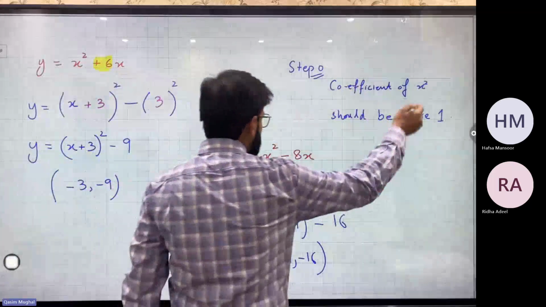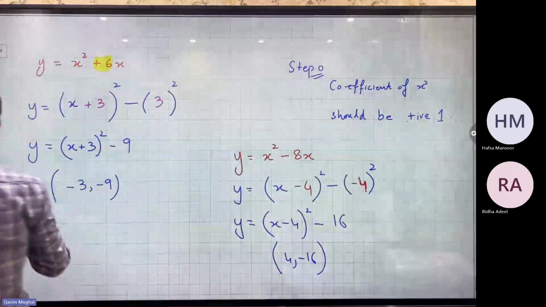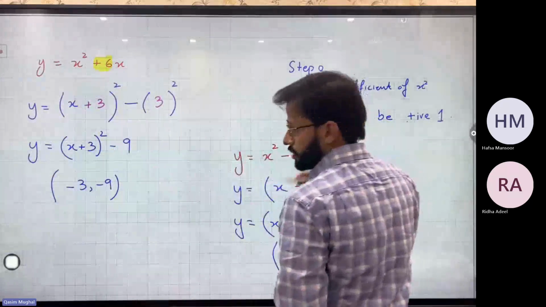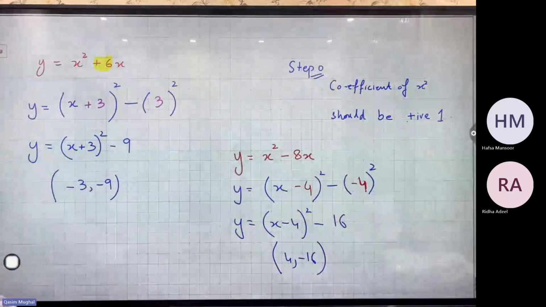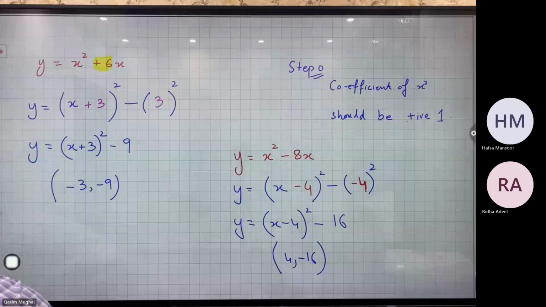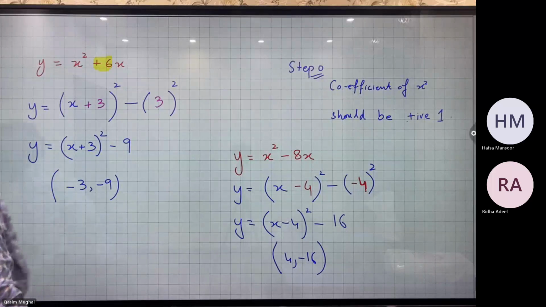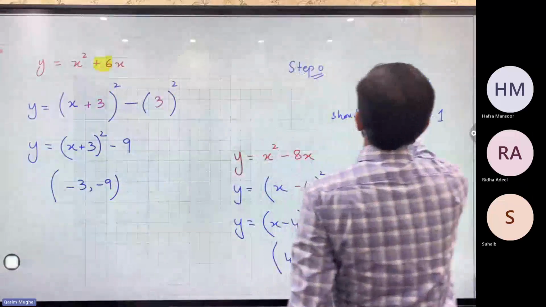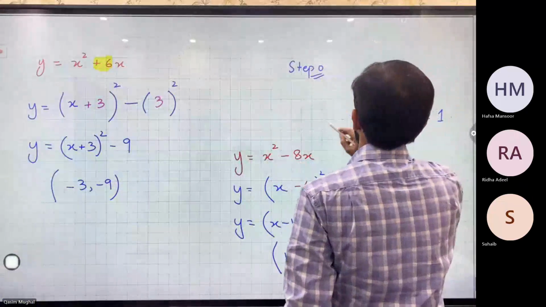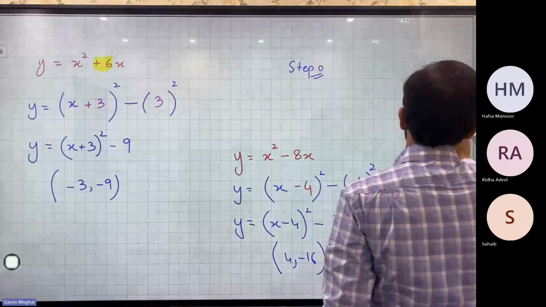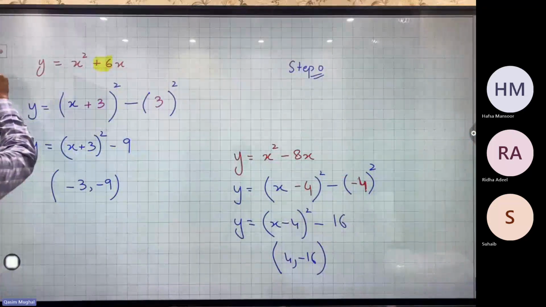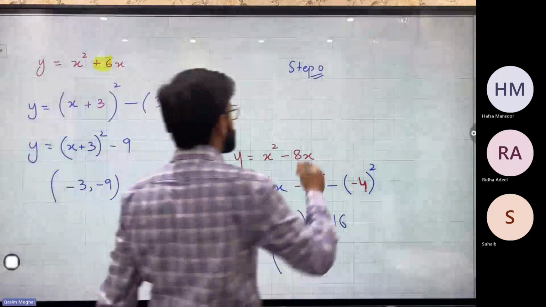Now let's make some changes in this step 0 so that we can attempt some more questions as well. Okay, so I'm going to erase this. Yesterday I told you the coefficient of x squared should be +1. Today I'm going to add a bit more to it.